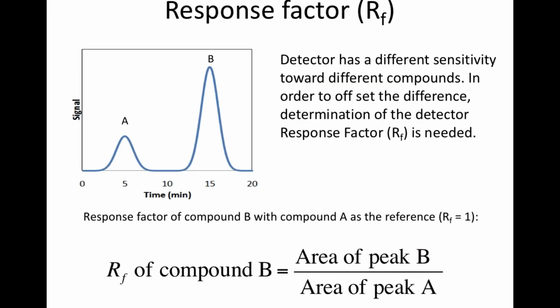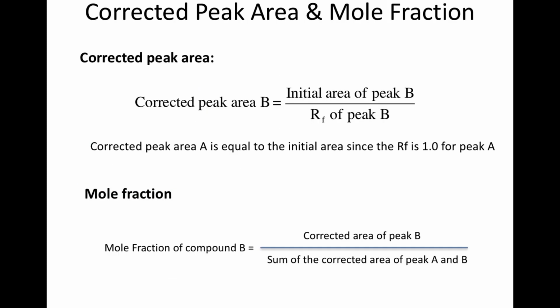To determine the mole fraction of ethyl acetate, a series of calculations should be done. First, the response factor is calculated to compensate for the sensitivity of the detector. Then, the areas are corrected using the response factor values. Finally, the mole fraction is determined from the ratio of the area to the total of the areas.